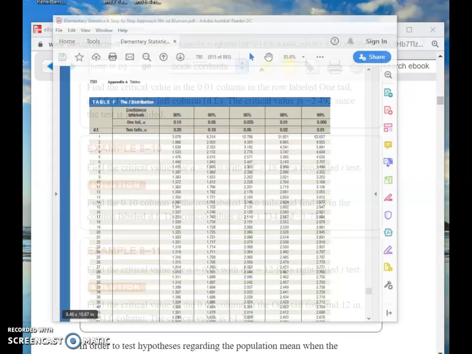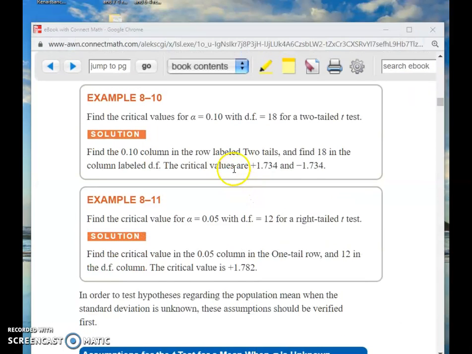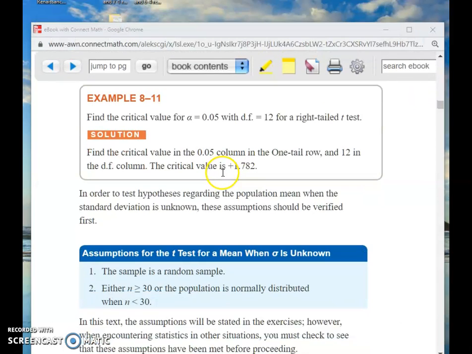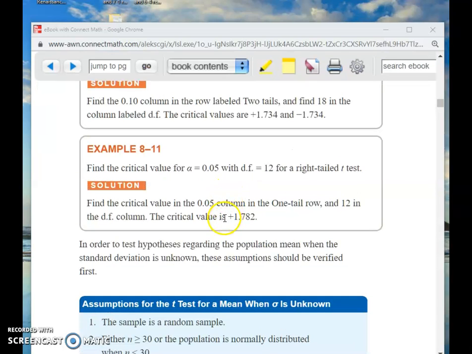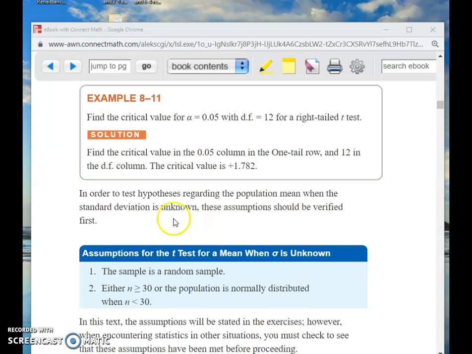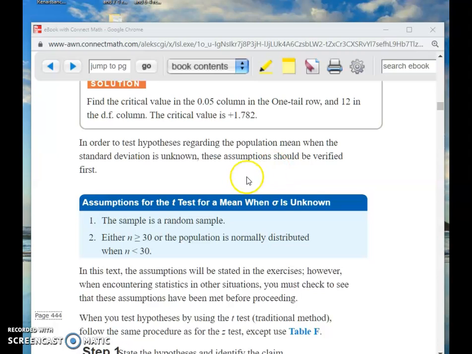Okay, so now we know how to find these. I did a couple of the examples for you. I'll leave the other examples for you. So now that we know how to find the critical values using this table, we need to learn how to test hypotheses. In order to test hypotheses regarding the population mean when the standard deviation is unknown, here's what we have to do. These are the assumptions that you have to verify, and we'll see that in the next video.